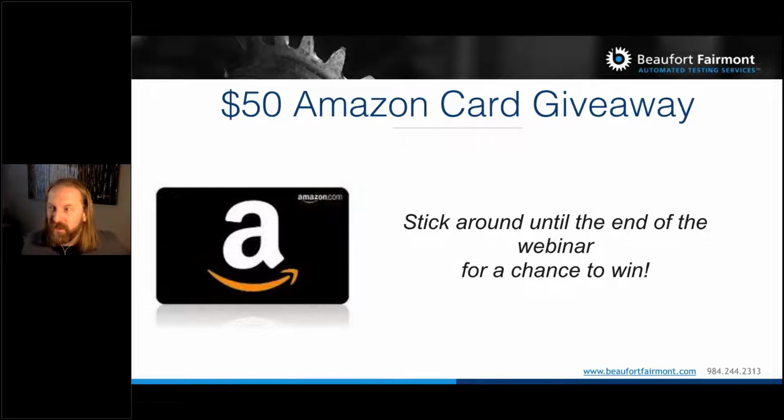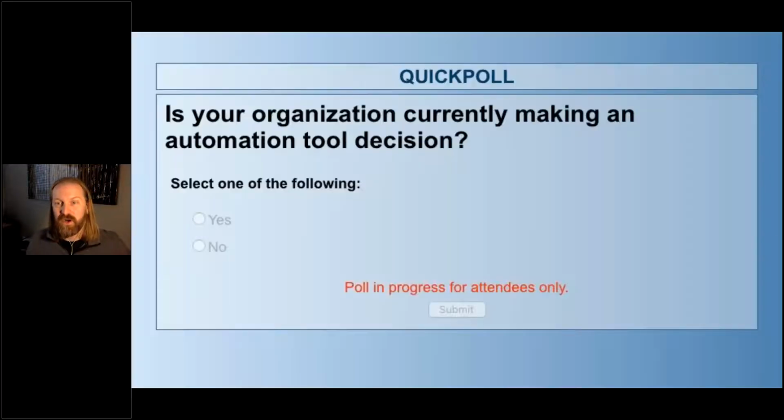So without further ado, I want to get started talking here, but I've got a couple of polls. I'd like to get an idea of you all and what you're currently doing with test automation and with making tools decisions. So I'm going to launch this poll. It says, is your organization currently trying to make a decision on a test automation tool? So for instance, hey, we've got this problem we want to solve. We want to do test automation. There are all these great tools out there. Which one do I choose? How do we make that decision? If you guys are going through that, let me know.